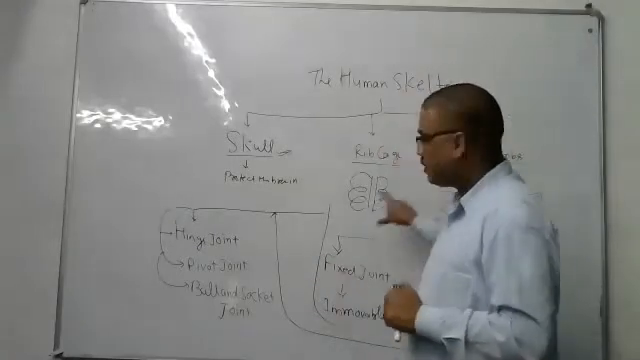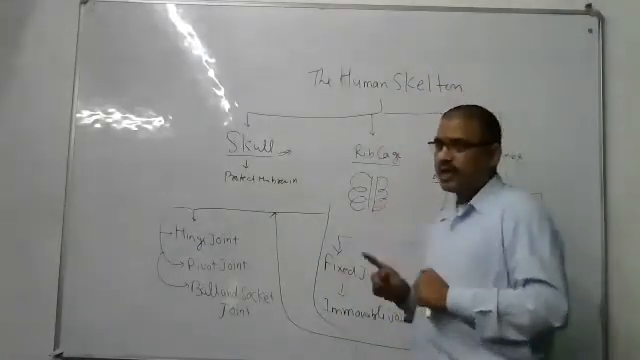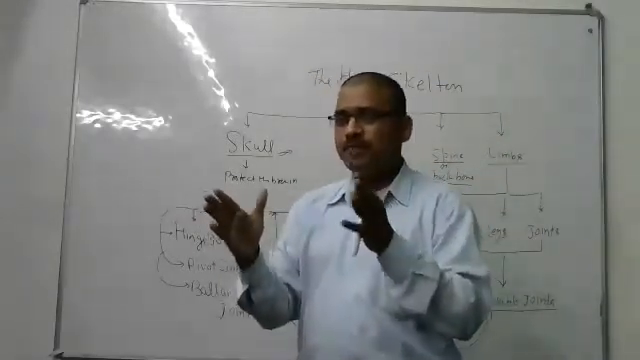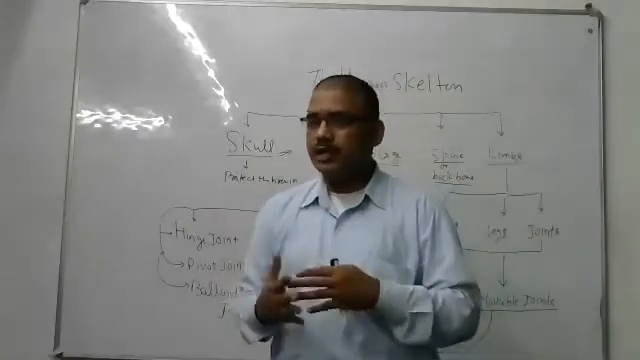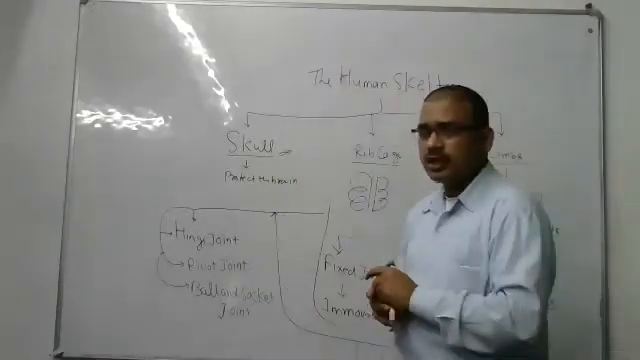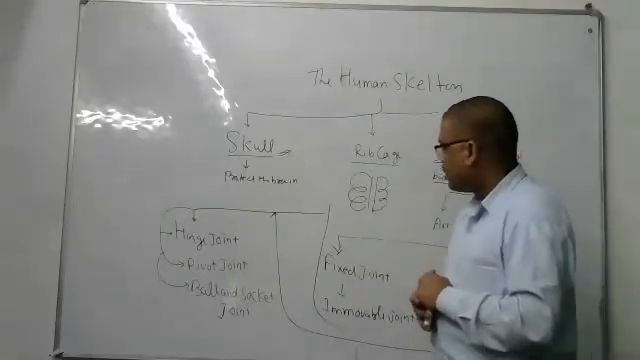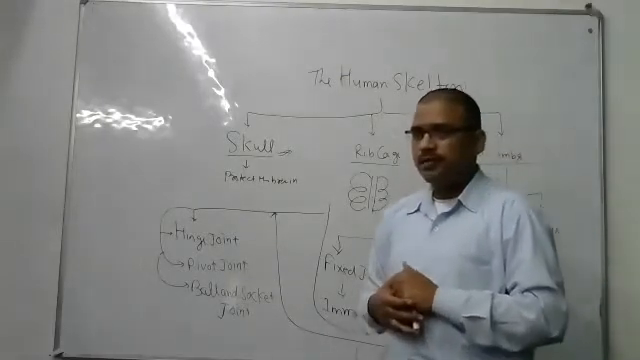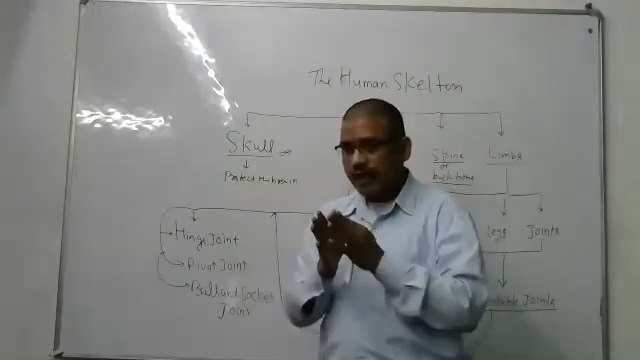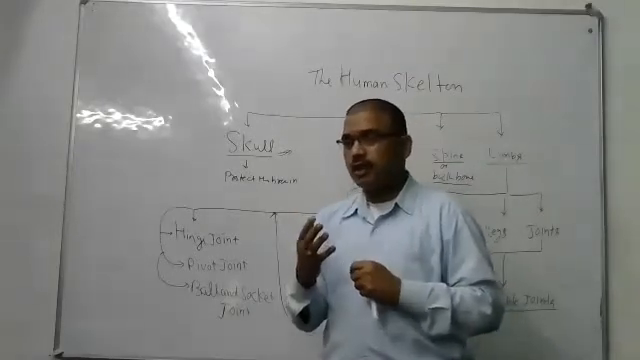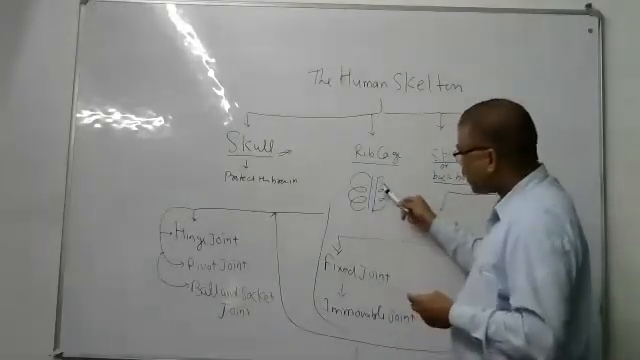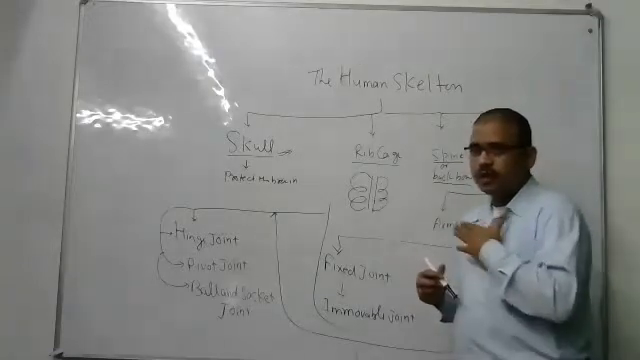This is the rib cage, and the rib cage basically protects our heart and lungs. When we take a breath, the lungs expand, and when we release carbon dioxide, they contract. At that time, this rib cage protects our heart.